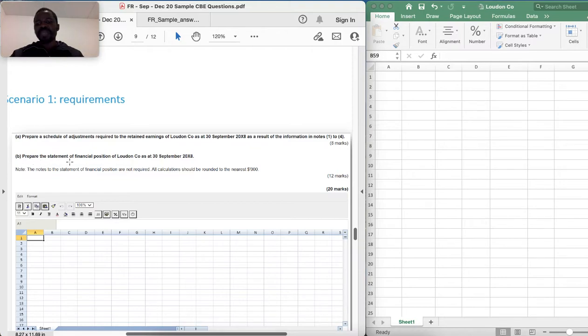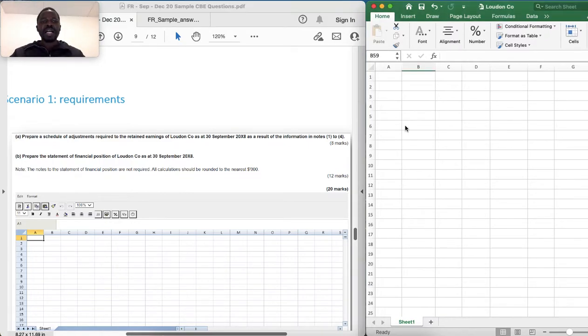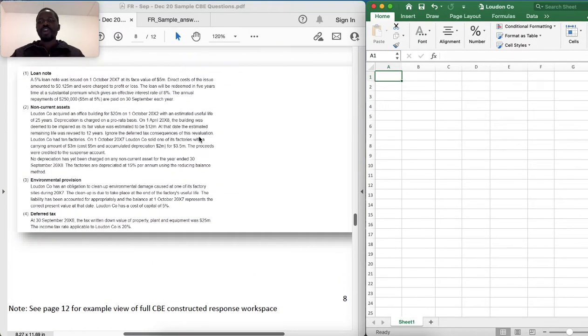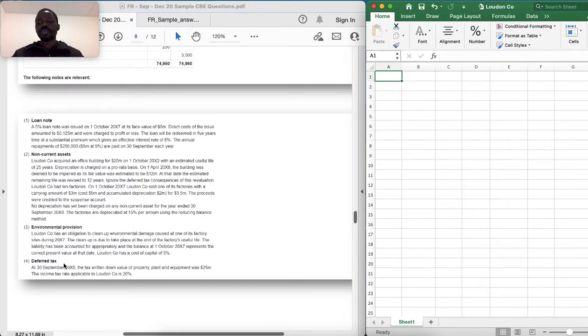B. Prepare the statement of financial position of Loudon Co. as at 30 September 20x8. Note, the notes to the statement of financial position are not required. All calculations should be rounded to the nearest thousand. Now, let's do the adjustment first to the retained earnings, then we'll follow by the statement of financial position. So we are told here that notes 1, 2, 3, 4 need to be considered to revise the retained earnings.